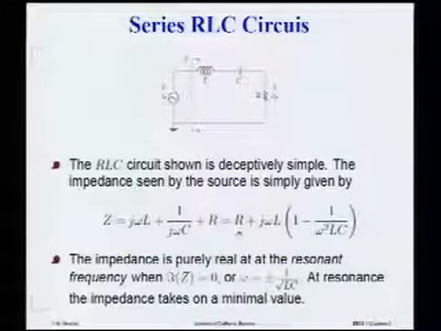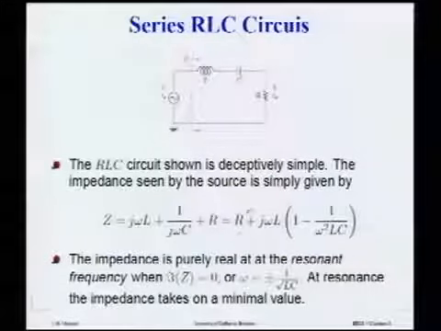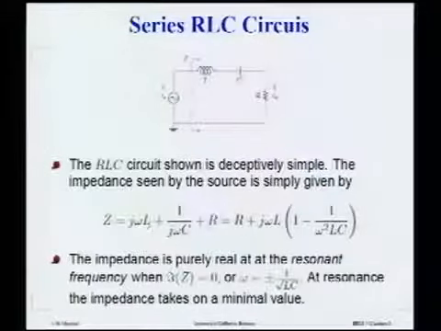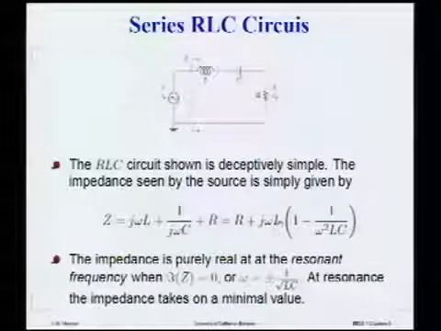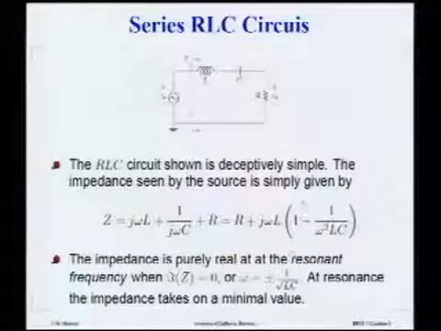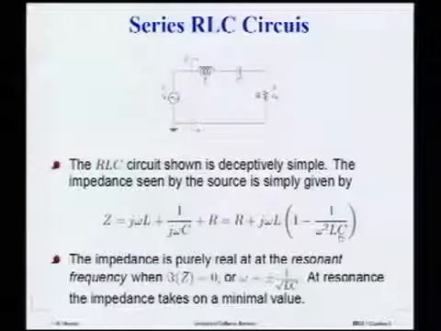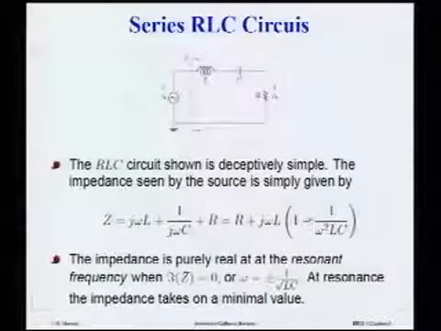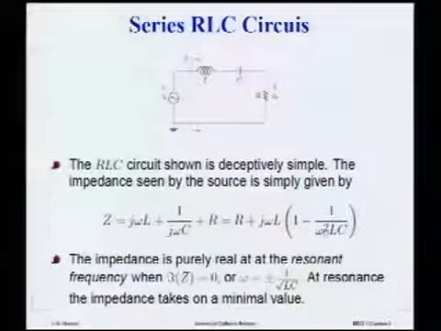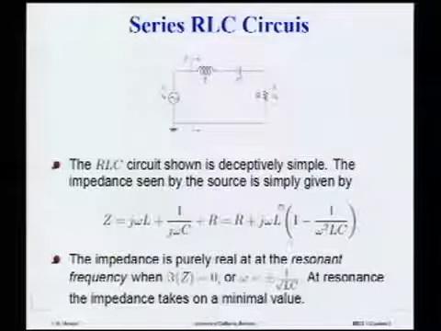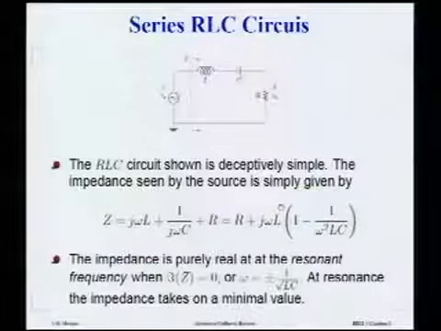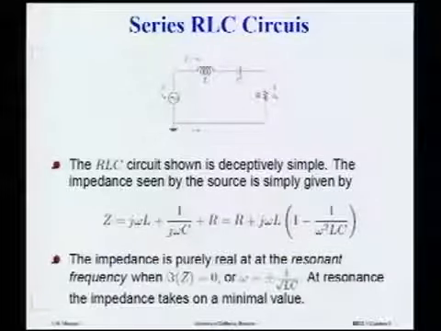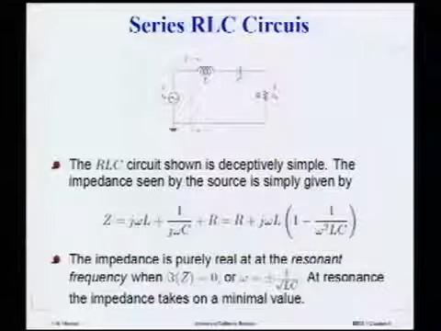That's it. And I can factor this into real and imaginary parts. The real part is just R. These two terms are strictly imaginary. And if I factor out a j omega L, I have 1 minus 1 over omega squared LC. Okay? Now, what's interesting is that there is a frequency when omega squared is exactly equal to 1 over LC where this imaginary part disappears. And when that happens, that frequency we call the resonant frequency. And we'll see why in a moment.